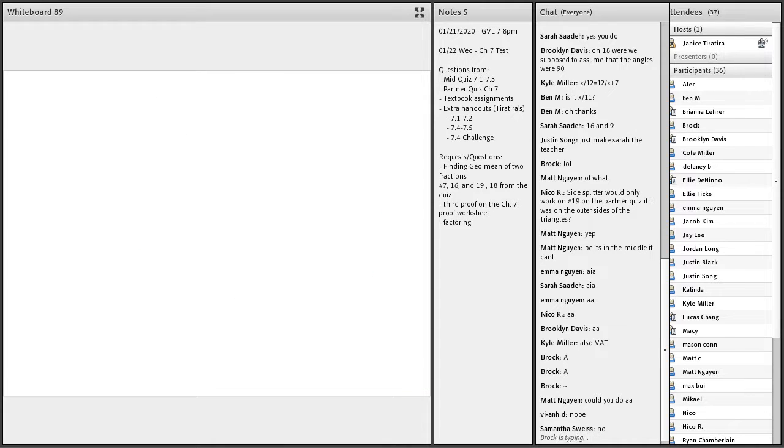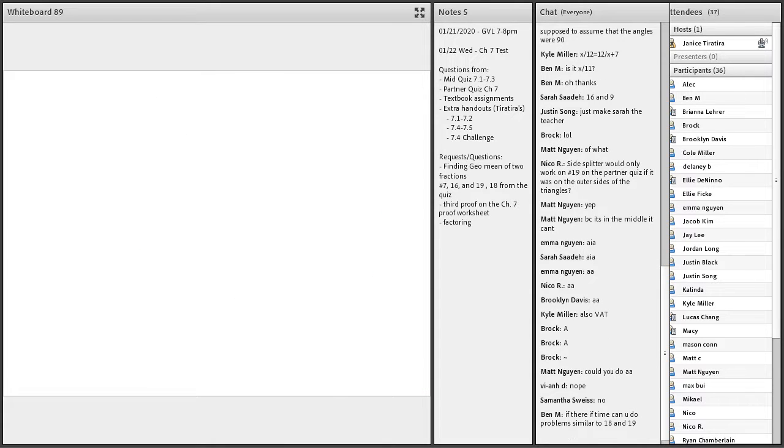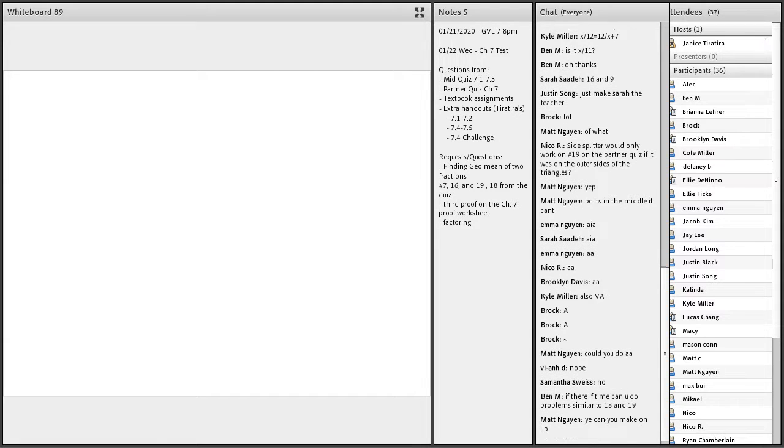If we're trying to use side angle side, make sure that the sides are actually proportional. Similar problems to 18 and 19? Yeah, I could do that. Let me go back to the proof. I've got to find it. I forgot who asked for the third proof on the proof worksheet. I don't think it's going to be as hard as that, but that one you do need to use a lot of, what do you call it?